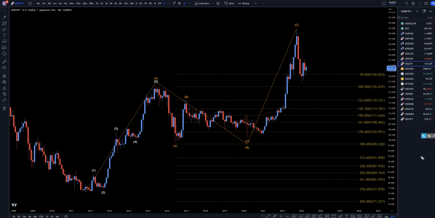Today is Monday, April 24th, and I'm going to be analyzing the US dollar yen, starting on the monthly, working my way down to the 1 hour time frame.